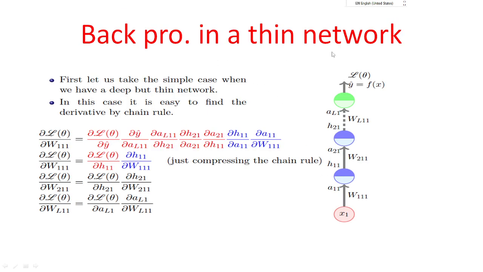Backpropagation in a thin network. First we see a thin network, a very thin network. X1 is the input, this is the first hidden layer, the second hidden layer, and the output. A very thin network. So what's the loss function? Loss function L of theta.